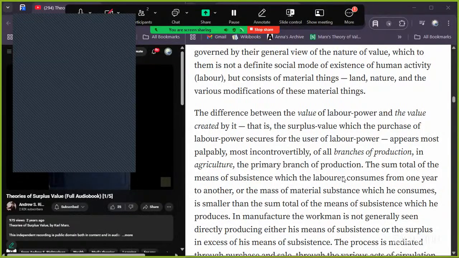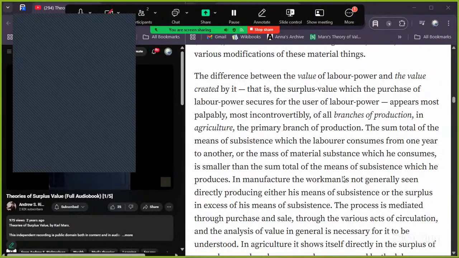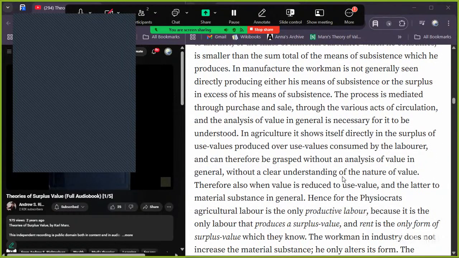The sum total of the means of subsistence which the laborer consumes from one year to another, or the mass of material substance which he consumes, is smaller than the sum total of the means of subsistence which he produces. In manufacture, the workman is not generally seen directly producing either his means of subsistence or the surplus in excess of his means of subsistence. The process is mediated through purchase and sale, through the various acts of circulation, and the analysis of value in general is necessary for it to be understood.